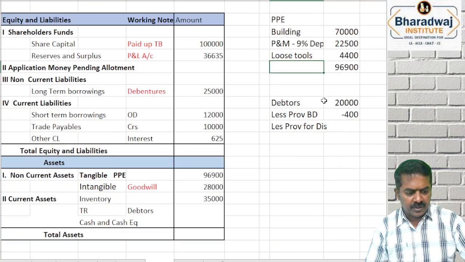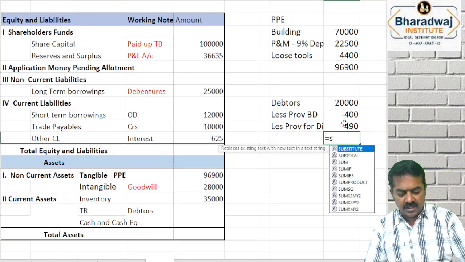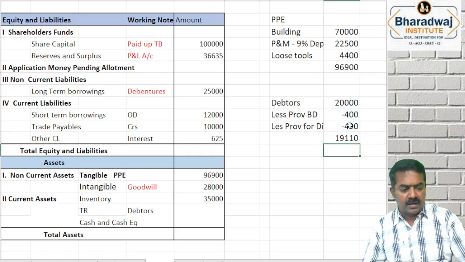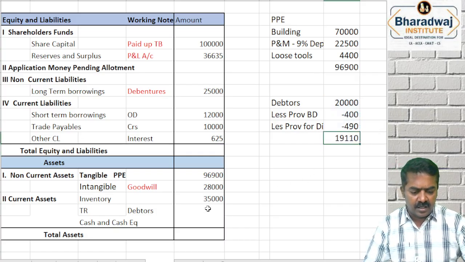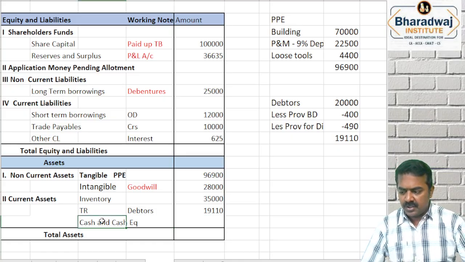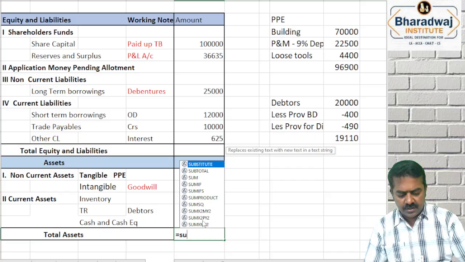What is the provision for discount? 490. Don't eliminate bad debts which is given in the trial balance, because when an item appears in the trial balance, it has already been adjusted, which means a journal entry has been passed and ledger posting has been done. That's why it comes in the trial balance. Cash and cash equivalents, 5,000.